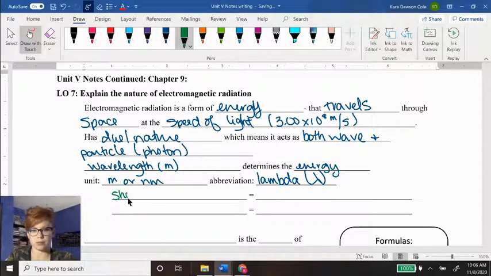wavelength, that means we have high energy. And if we have a long wavelength, then we have low energy.